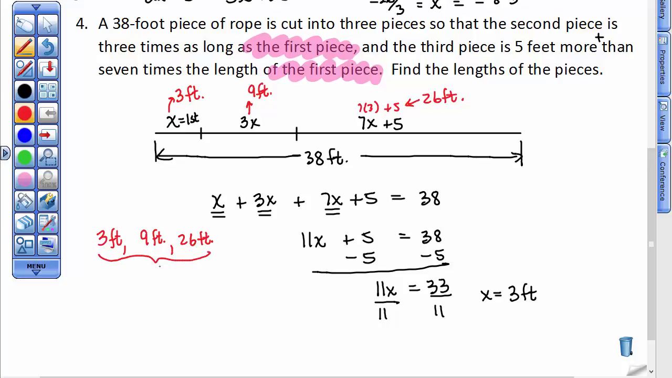I wonder if they add up to be 38 feet, because that would be a pretty nice check for myself, and they sure do. We'll come back and do some work with consecutive even and odd integers, and actually just consecutive integers in our next segment when we look at problem solving.